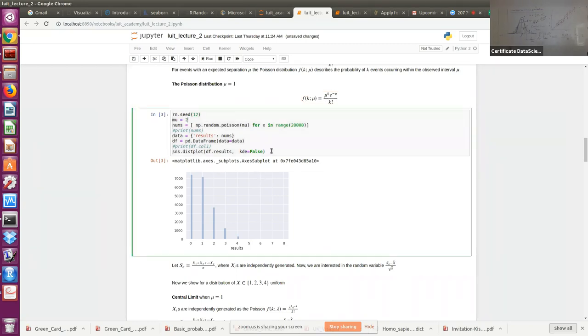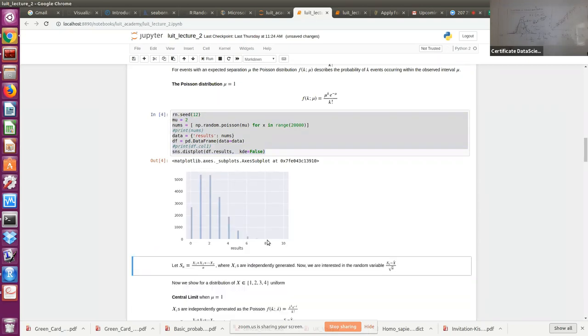I will come back to this, but I'm just showing you that this distribution is far from being normal. So this is mu. It looks like a discrete distribution. It only takes values like 0, 1, 2, 3, 4, 5. All right. So what is the big deal here?